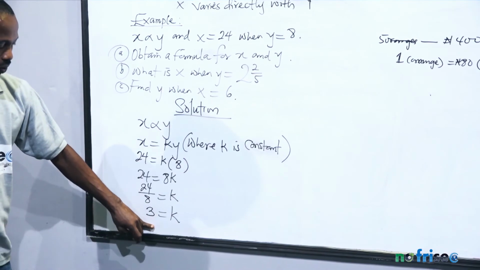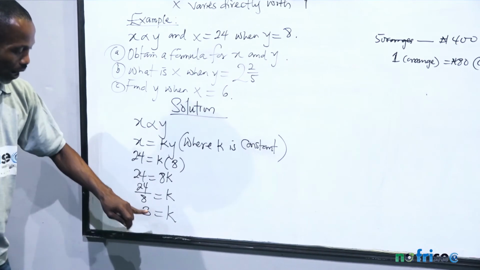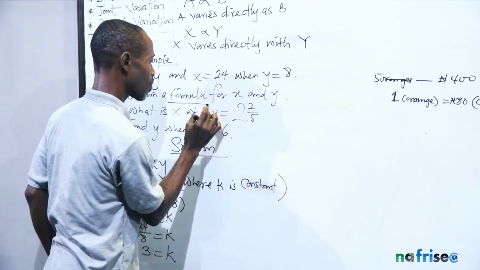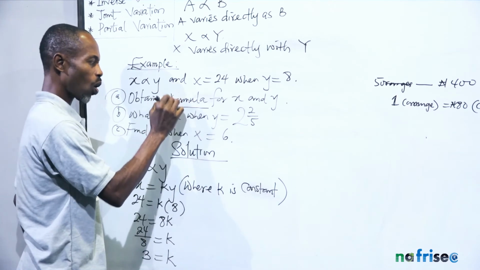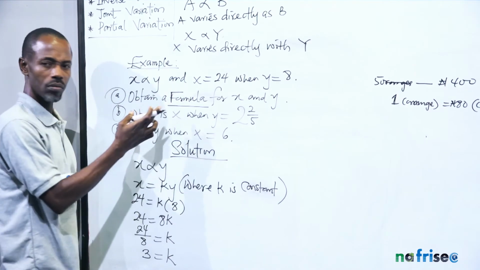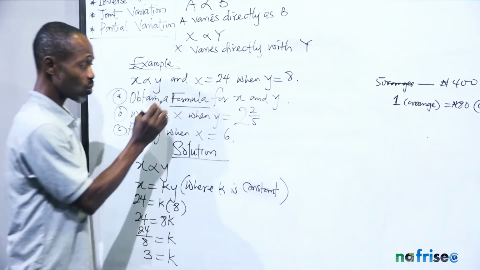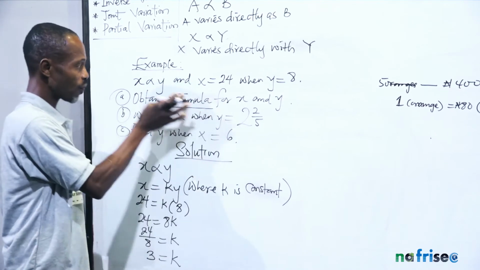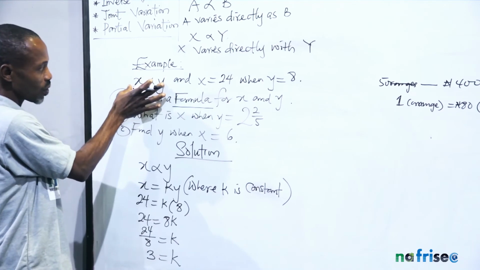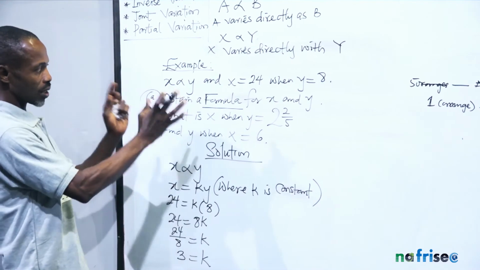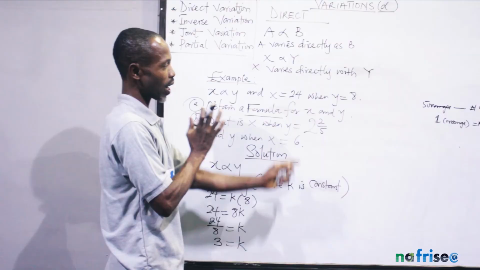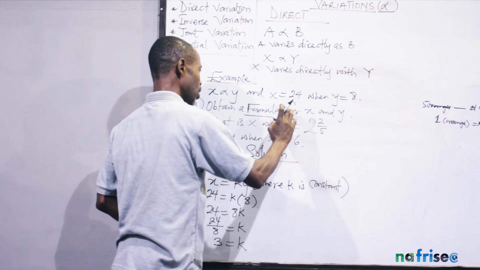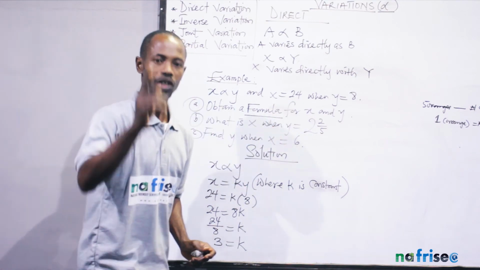Now that you've established a constant, this question they ask here, obtain a formula. Sometimes they will tell you, obtain a relationship. Take note, they could change this word as obtain a relationship for the two given unknowns that are related. x varies directly as y. You've gotten your constant. They will tell you obtain a formula. And if they don't tell you to obtain a formula, you must obtain a formula.